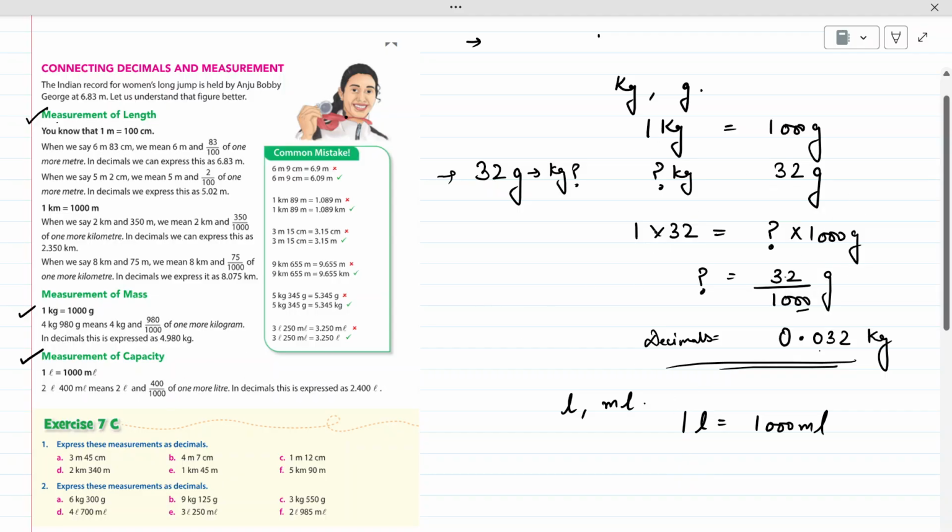Okay, so kids, just practice these things, and we will cover exercise 7C in our next class, which is totally based upon these unit conversions and then writing them in the form of a decimal. So I will see you all in the next class and we will do this exercise.